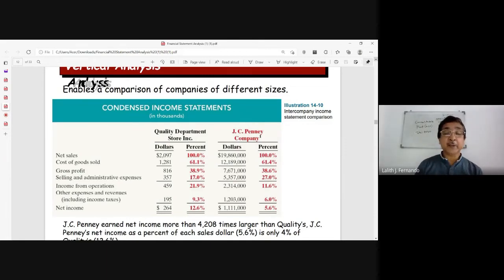But under the gross profit level, both sides are more or less similar. So you can see the Quality Department Store has 38.9% gross profit on sales, and JC Penney also has 38.6. So that means both are at a similar level.